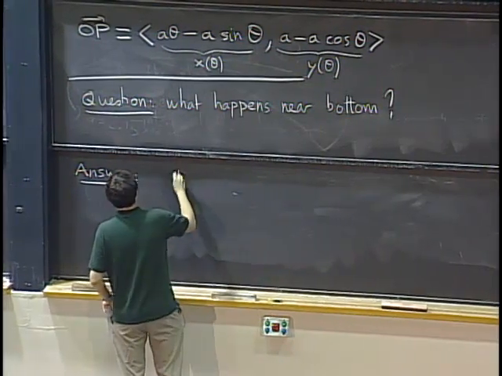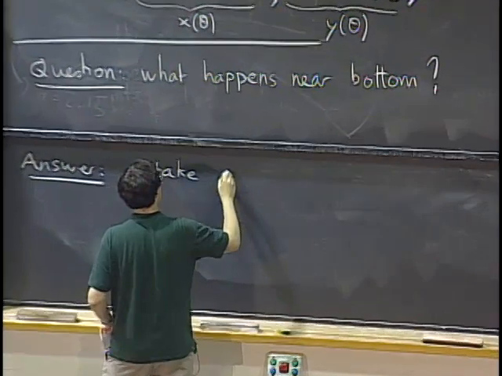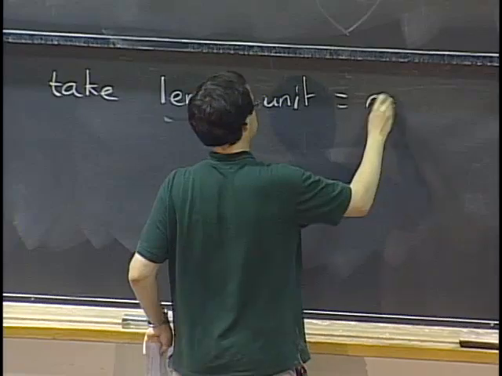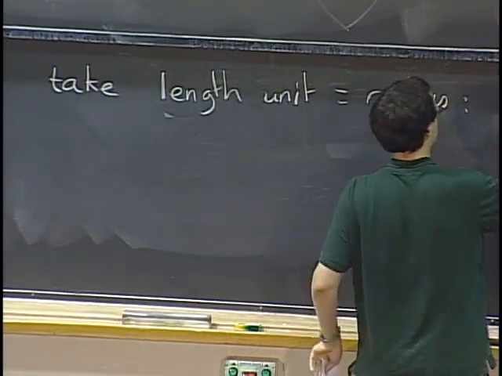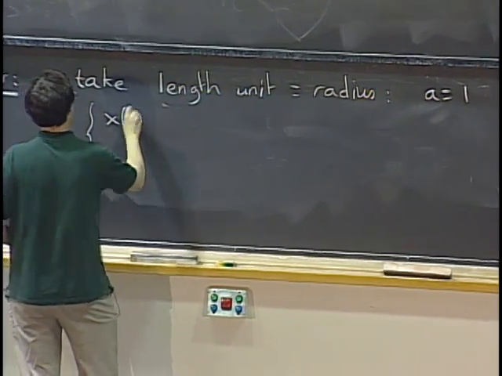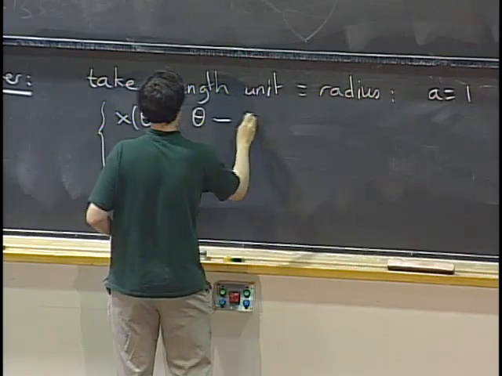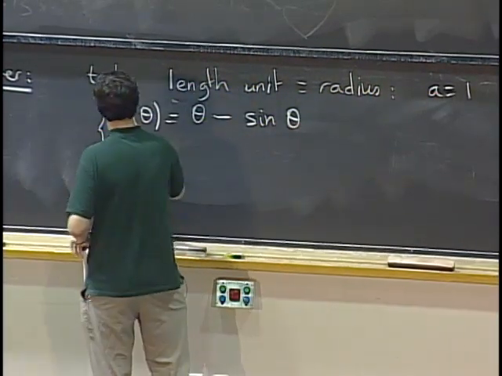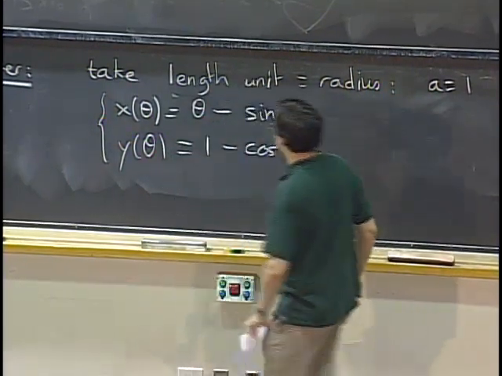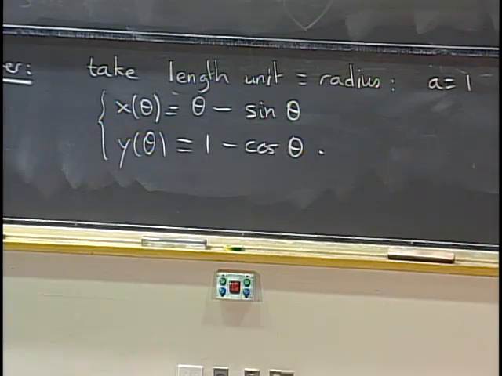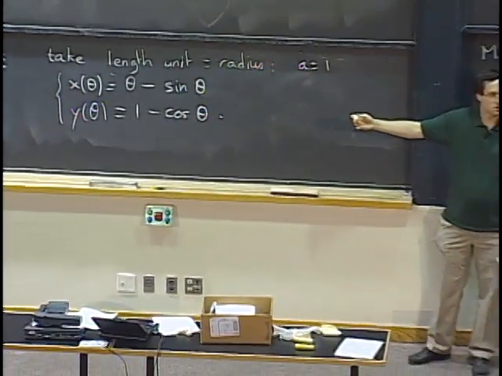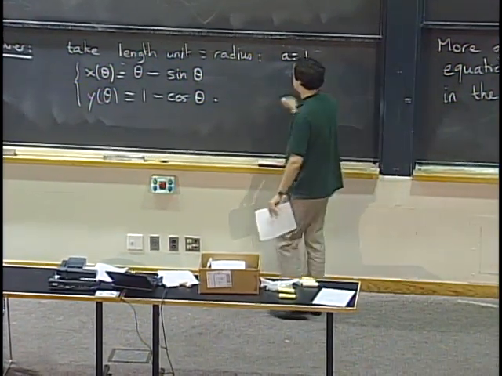So take the length unit to be equal to the radius. That means we'll have A equals 1. Then our formulas are slightly simpler. We get x of theta is theta minus sine theta, and y equals 1 minus cosine. Okay, so if we want to understand what these things look like, maybe we should try to take some approximation. So what about approximations?